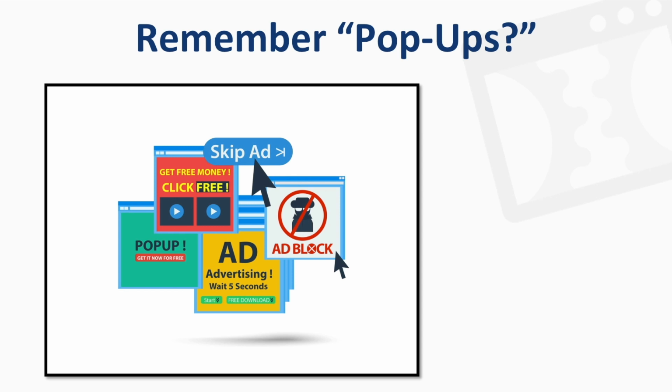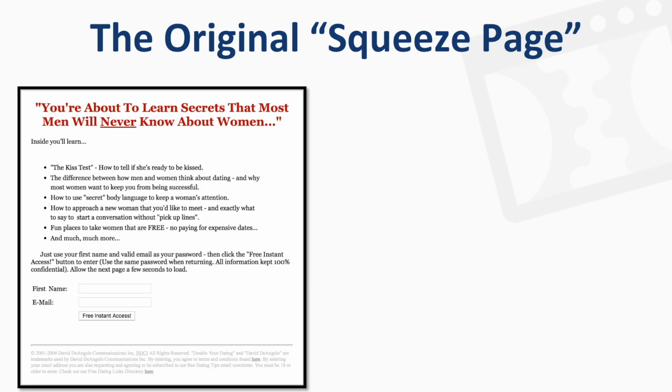And one of the things they invented is a concept called a squeeze page, which is basically taking this pop-up. Instead of going to a website and a thing pops up, the pop-up becomes the main page you actually drive people to. Now, this is one of the original squeeze pages. This was David D'Angelo's doubleyourdating.com. Back when I first got started over a decade ago, this was like the most famous squeeze page out there. And it was very simple and very easy.